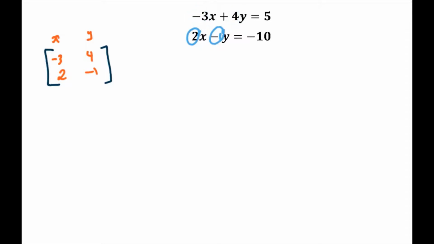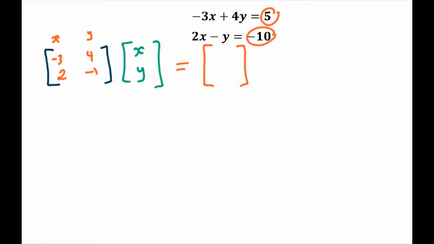Second, I need to create the variable matrix. And the variable matrix is basically: how many variables do I have? I have x and I have y. Finally, I will create the constant matrix. Constants are the constant numbers that have no variable attached to them. In this case, I have 5 and -10. So now I have three matrices here. I have the coefficient matrix, the variable matrix, and the constant matrix.